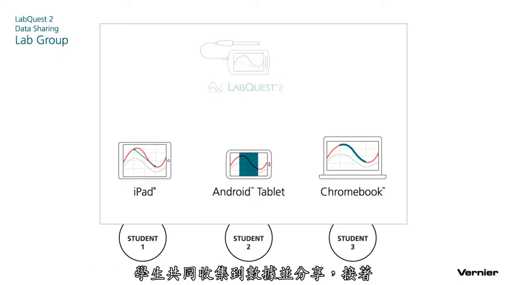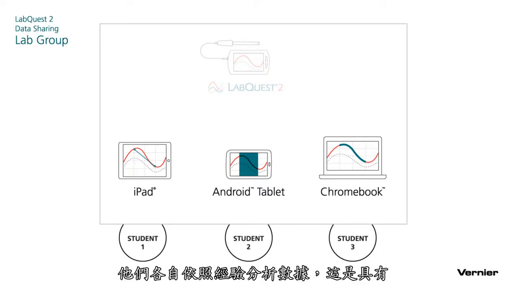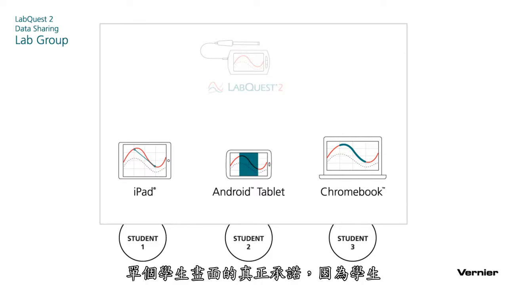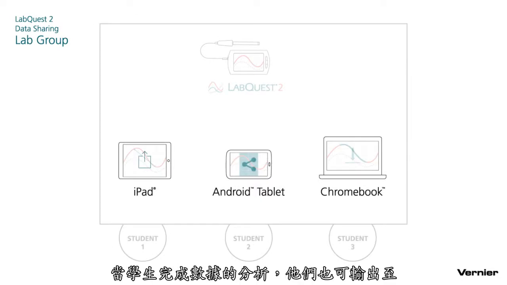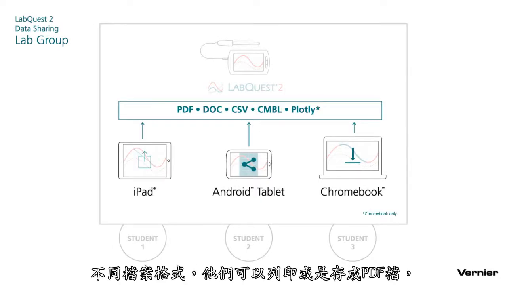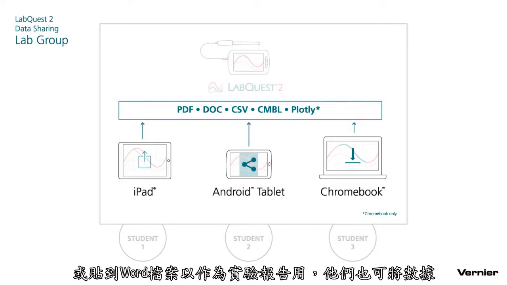The students work together to collect the data and have that shared experience, and then they move into the individual experience of analyzing the data. This is the real promise of having individual student screens, because the students can do the critical thinking and analysis on an individual basis. Once the students have finished their own analysis of the data, they can export in a variety of different formats. They can print it, save it as a PDF, or move it into a word processing program to write lab reports.